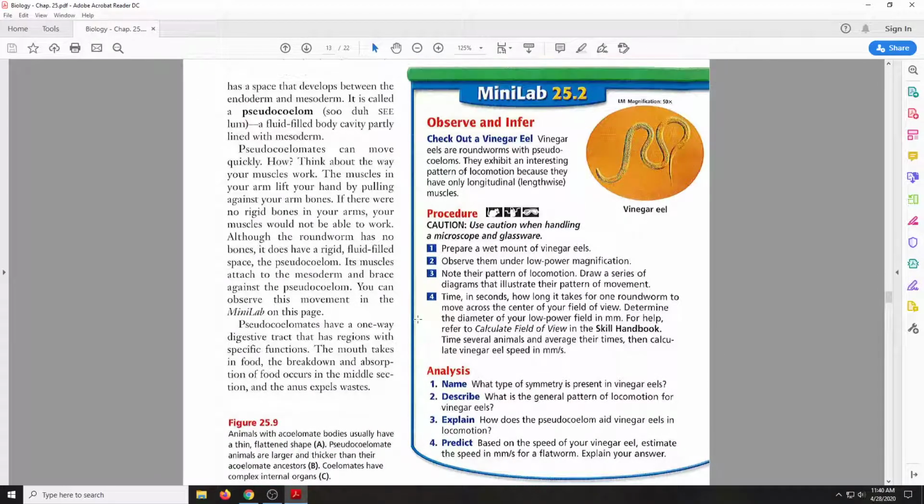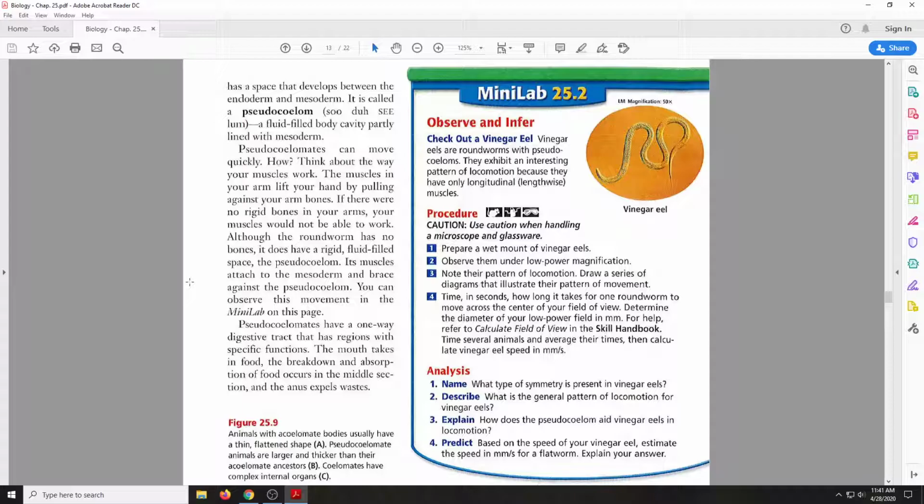Pseudocoelomates can move quickly because since these are like fluid-filled little sacs, they can attach muscles to these different fluid-filled sacs and almost use them as like a skeleton. It's not a skeleton because it's obviously not made of bone or anything like that, but it's just like firm fluid-filled sacs that the muscles can attach to and move around with.